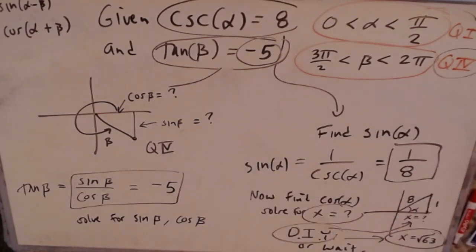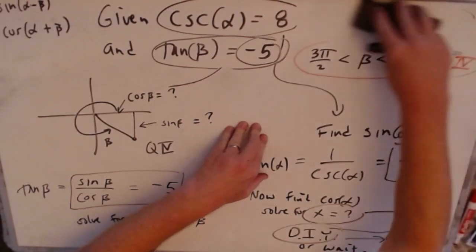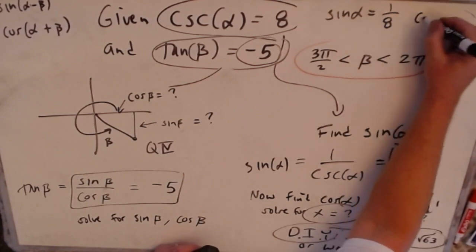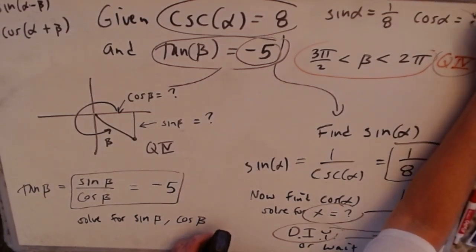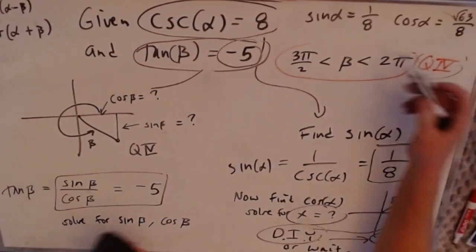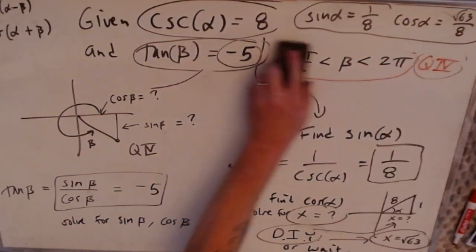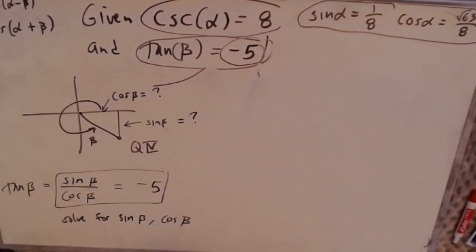I'm going to need all this real estate here, so just really quickly, I'll write up here what I already have. I have sine alpha is 1/8, and cosine alpha is square root of 63/8. I'm going to need those later in the problem, so I'm just going to remind you. And I'm also erasing this part here because I already know I'm over here in quadrant 4. So as long as I don't forget that, I'm good.